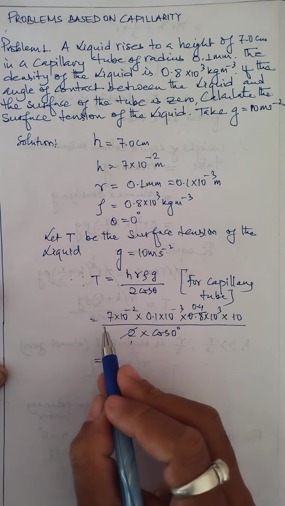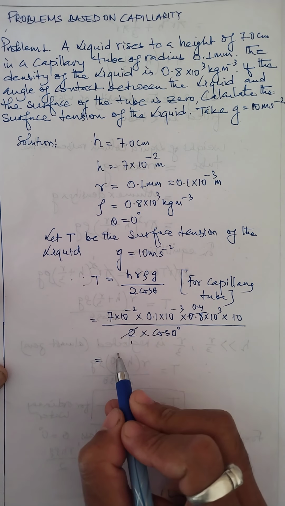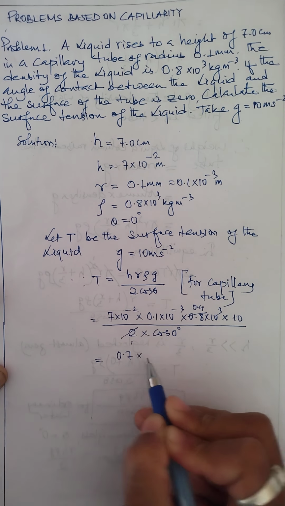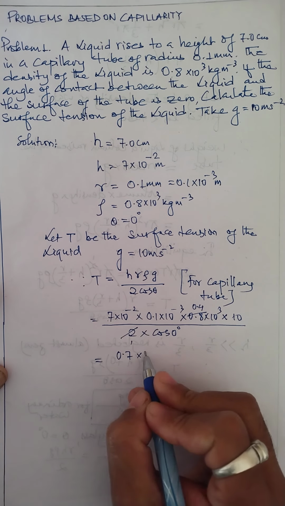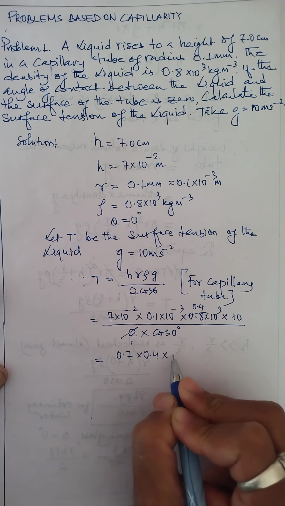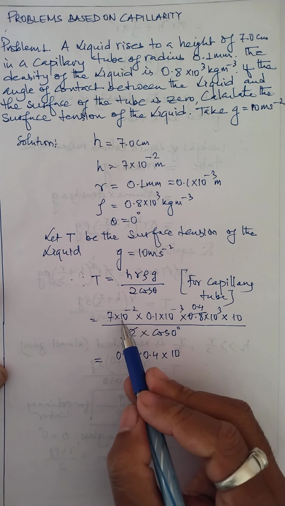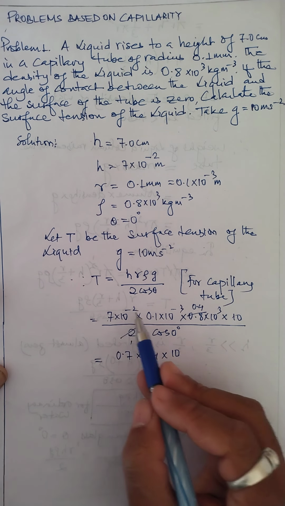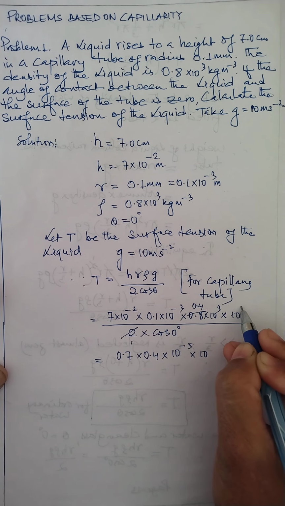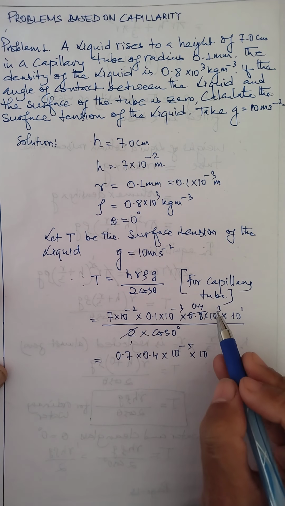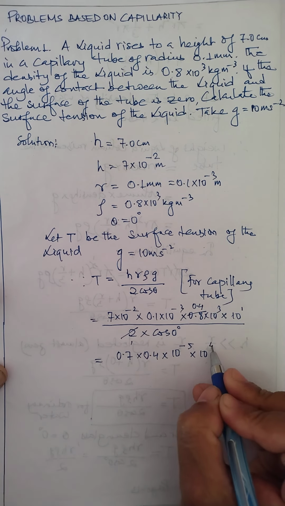So this is 7 into 0.1. Let me multiply 0.7. See, I multiply this 2, 0.7, and there is 0.4 into 10 power. Now see, exponent 10 to the power minus 2, 10 to the minus 3. Okay, 10 to the minus 2, 10 to the minus 3 means 10 to the minus 5 into 10 power. Now this 10 only means power how much? 1. So 3 plus 1 is 4, so 10 to the power 4.